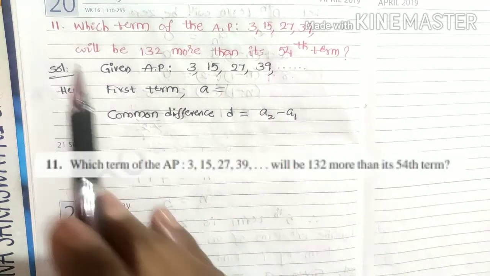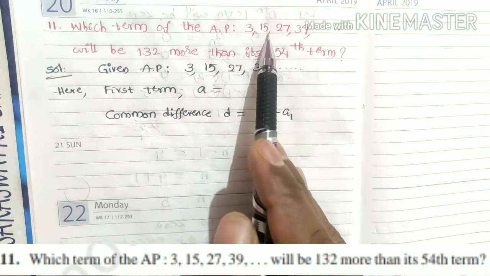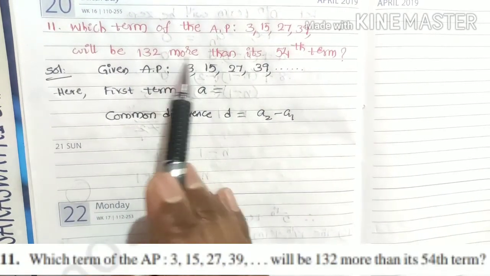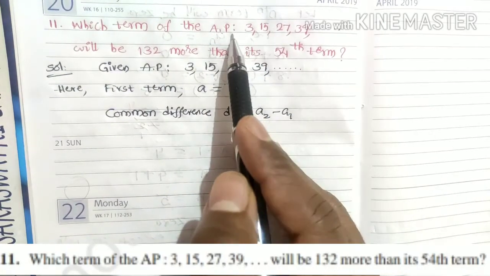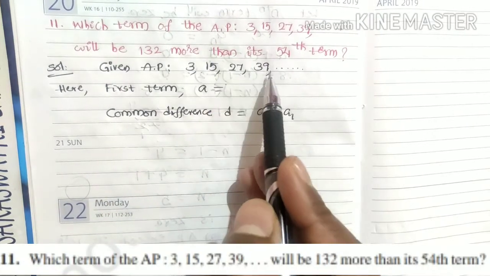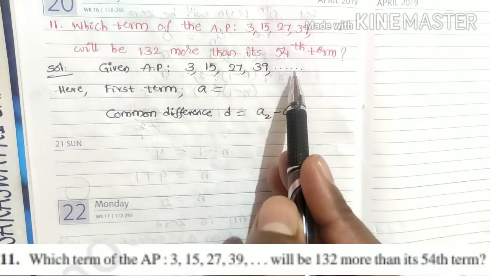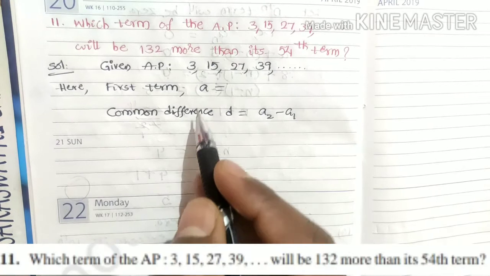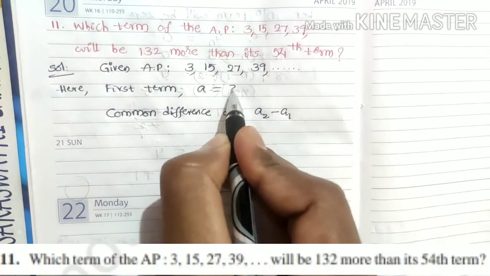Question number 11. Which term of the arithmetic progression 3, 15, 27, 39 and so on will be 132 more than its 54th term? First we will write the given arithmetic progression: 3, 15, 27, 39 and so on. Whenever an arithmetic progression is given, what is our first work? We have to write the first term as well as the common difference. Here the first term a, the first number, is 3.